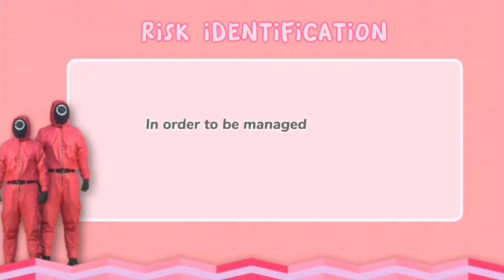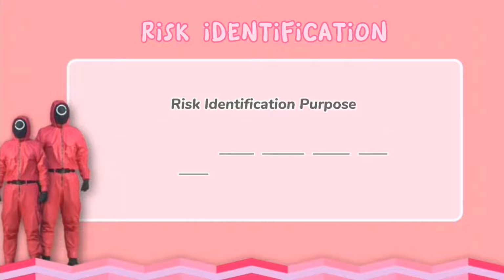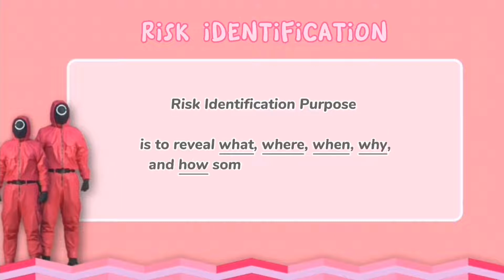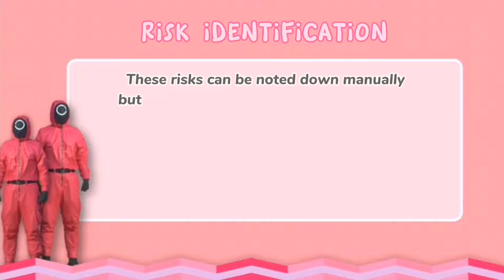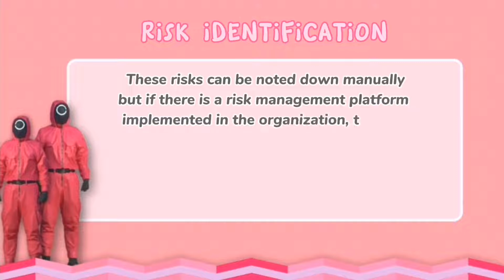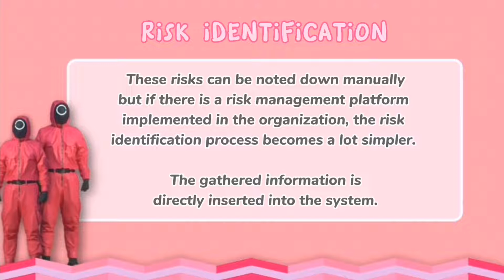In order to be managed effectively, the risk and opportunities identified must be as precise and specific as possible. The purpose of risk identification is to reveal what, where, when, why, and how something could affect a company's ability to operate. These risks can be noted down manually, but if there is a risk management platform implemented in the organization, the risk identification process becomes a lot simpler. The gathered information is directly inserted into the system.